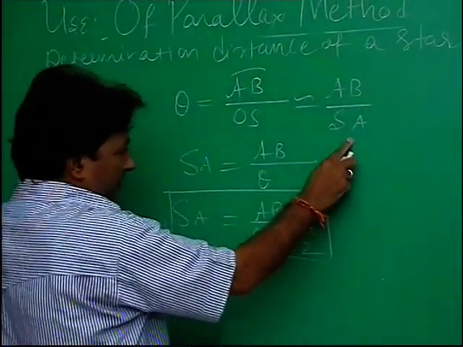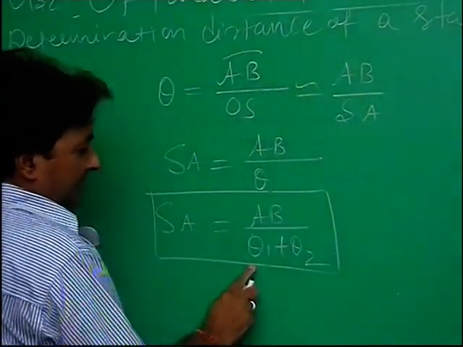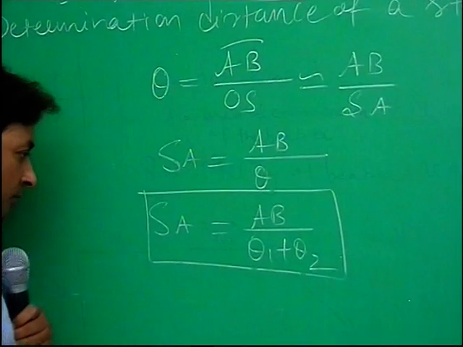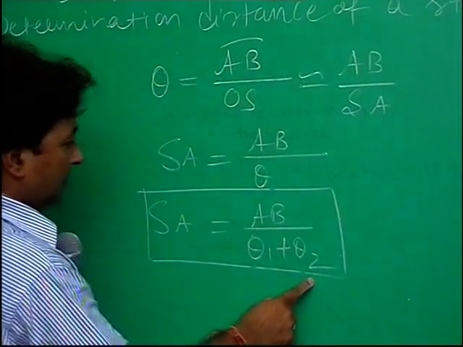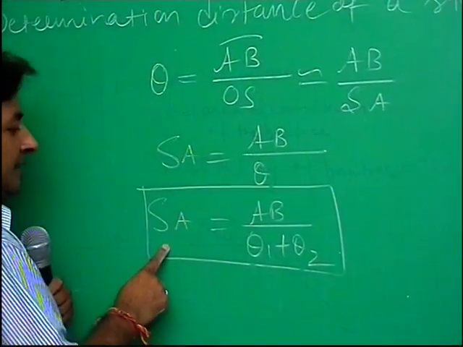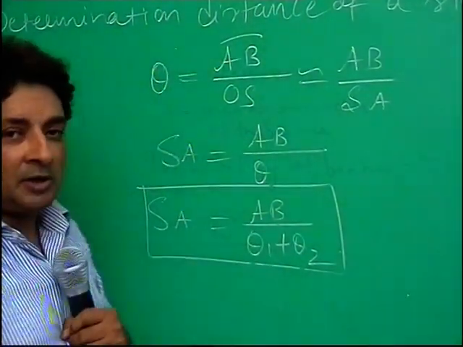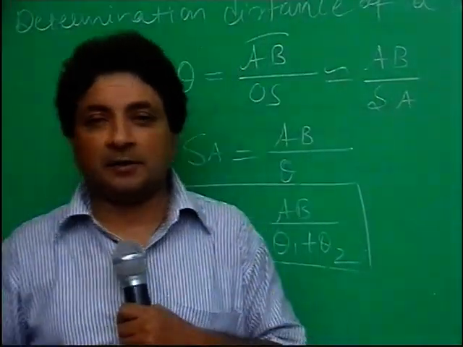So theta is AB upon SA. Theta is theta 1 plus theta 2. So knowing theta 1 and theta 2, we can find SA, as AB is known to you, the diameter of the Earth's orbit.